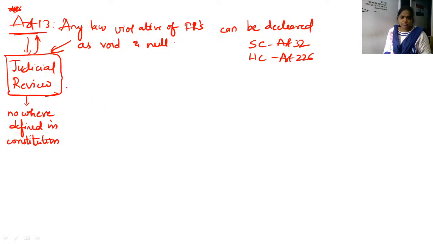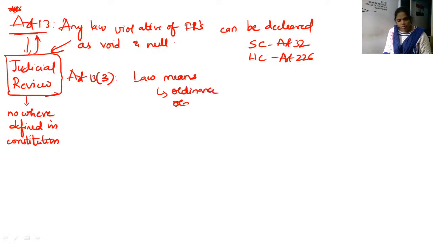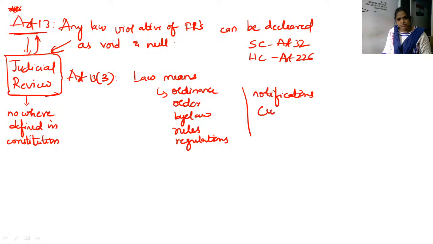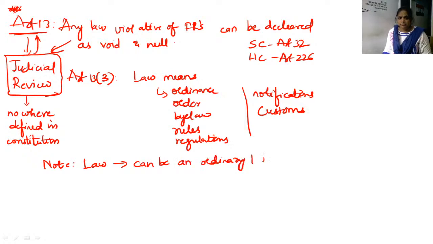Now, what do you mean by law? In Article 13, Clause 3, law is defined as an ordinance, order, bylaw, rules, regulations, notifications, or customs. Law can also be an ordinary law. If any such laws are hurting or blocking your fundamental rights, you can go to the court and say that this particular law is taking away fundamental rights.